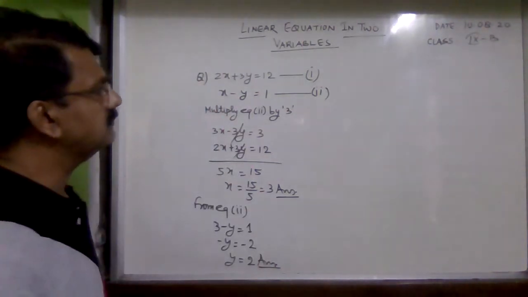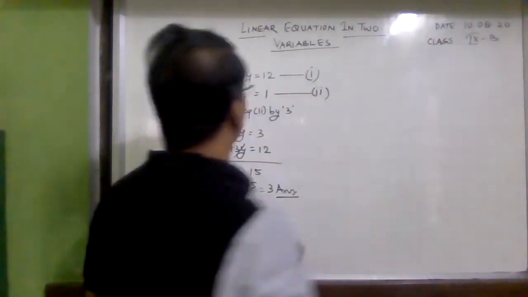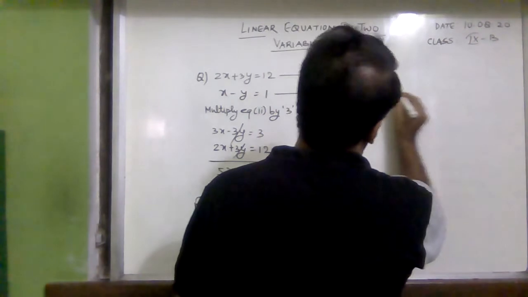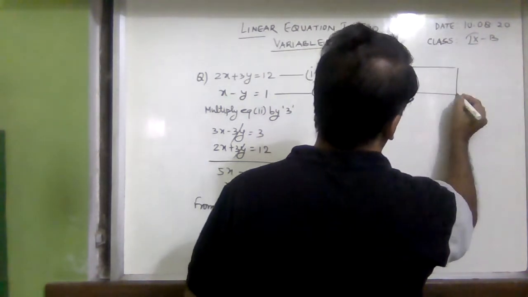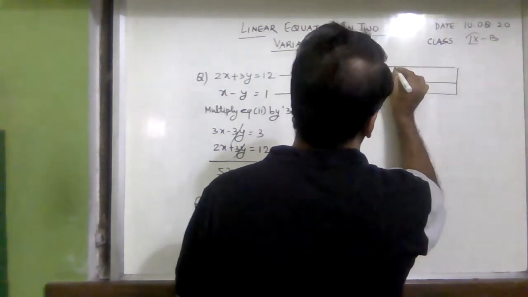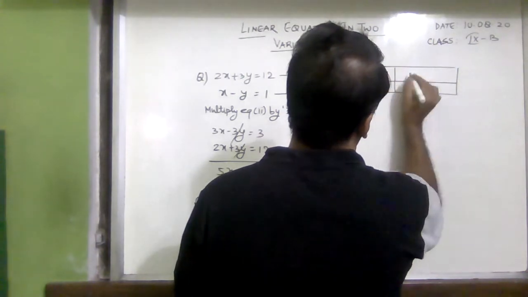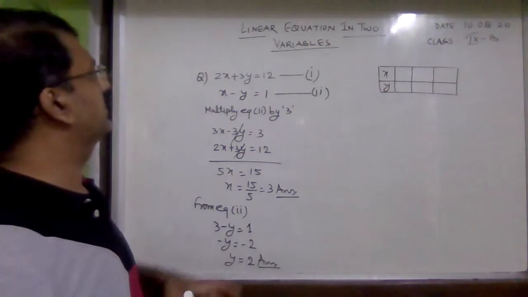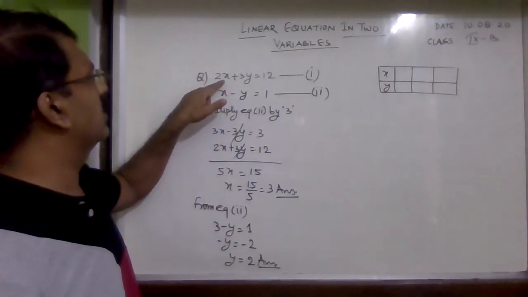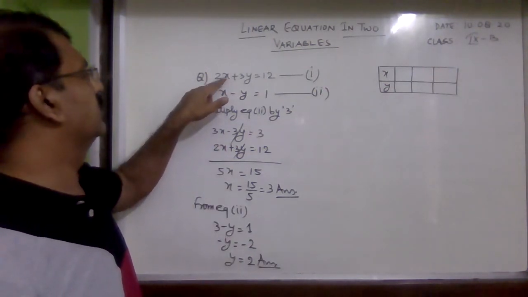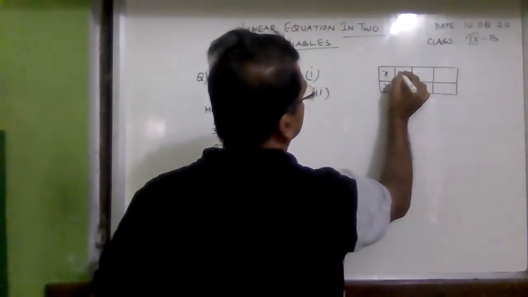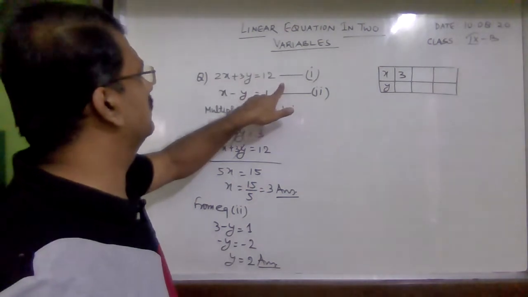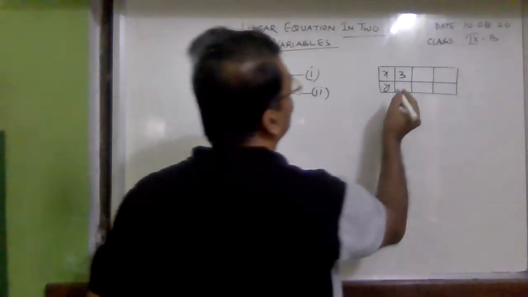Now we are going to draw a graph. So before drawing the graph, we draw a table for the first equation. Now here you put, say, x is equal to 3. So when you put x is equal to 3, so 3 2s are 6, 12 minus 6 will be 6, 6 upon 3 will be 2, so y is 2.